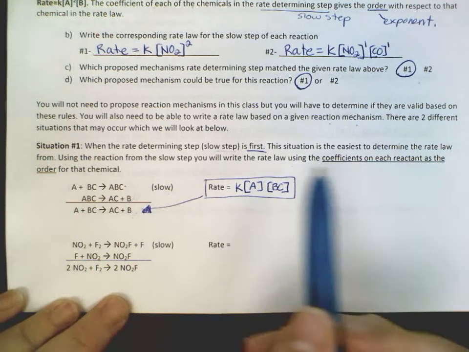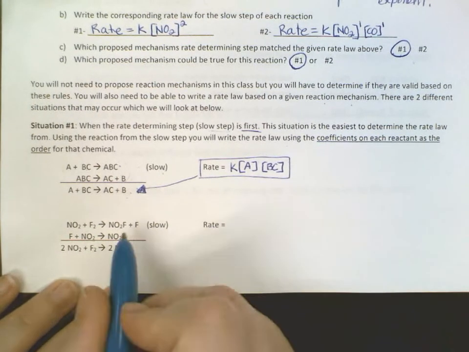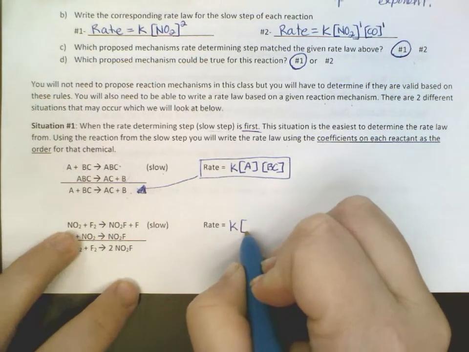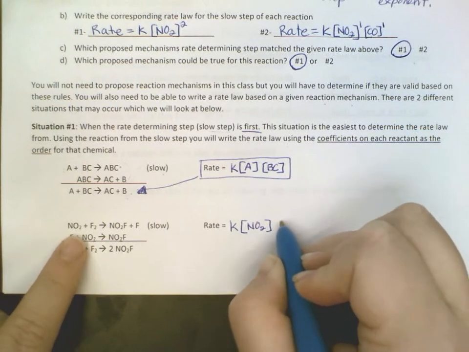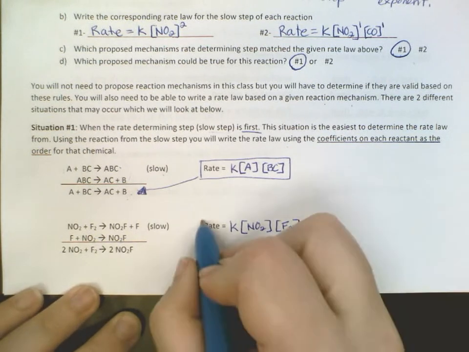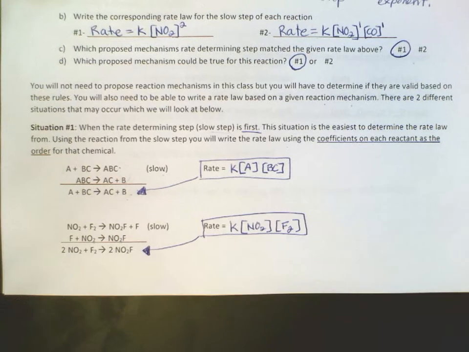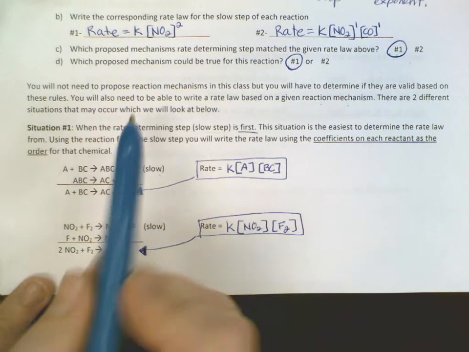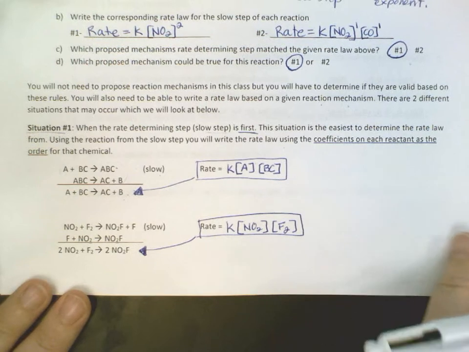And it's all because the slow step controls the reaction, so the rate is going to depend on those chemicals. Again, our first step here is our slow step. So rate equals k times the first chemical, NO2, coefficient of 1, so to the first power, times the concentration of F2, again to the first power. So this rate law is true for the overall reaction. So with these two situations, if our slow step is first, we can just write the rate law of the slow step and we're good.